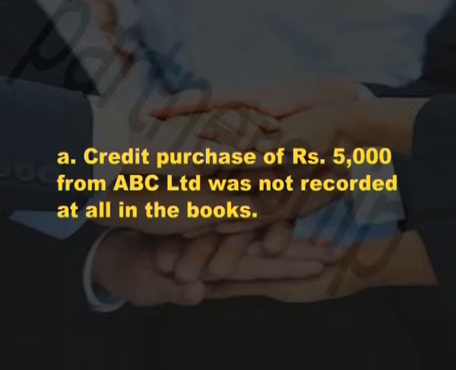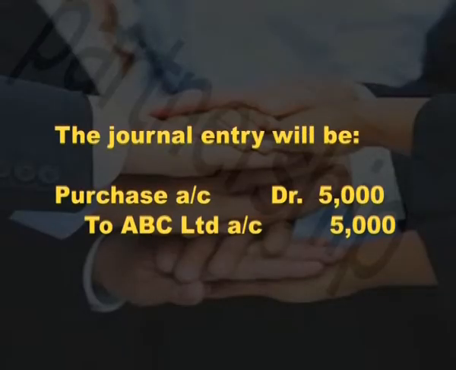For example, A, credit purchase of rupees 5,000 from A.B.S Limited was not recorded at all in the books. Now, this is an error of complete omission. The journal entry in this case will be purchase account debit rupees 5,000 to A.B.S Limited account rupees 5,000.